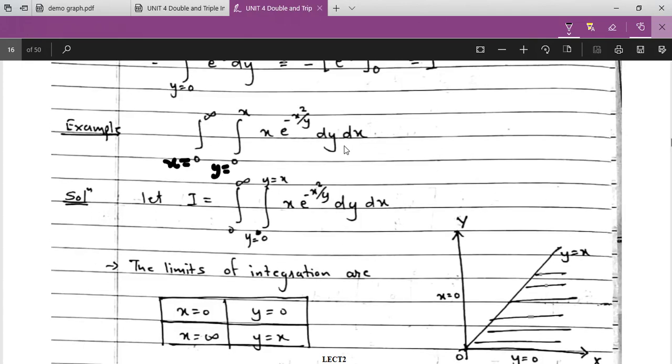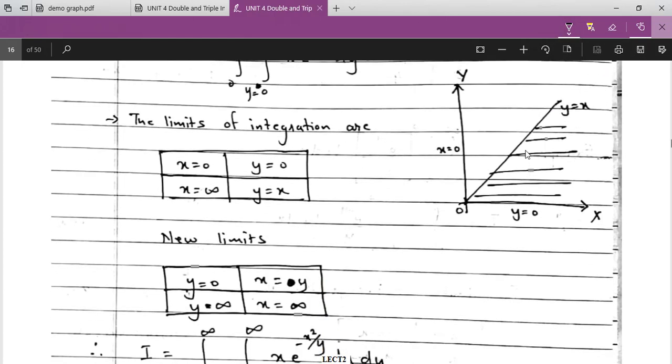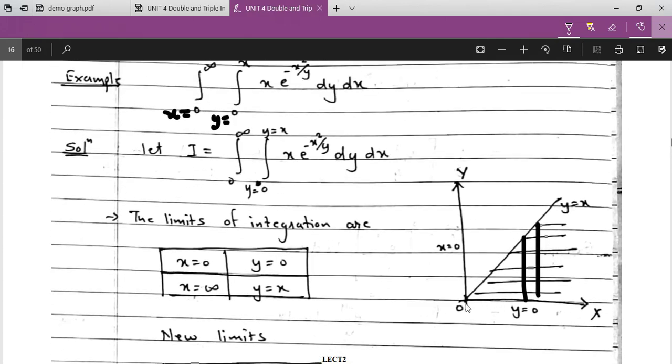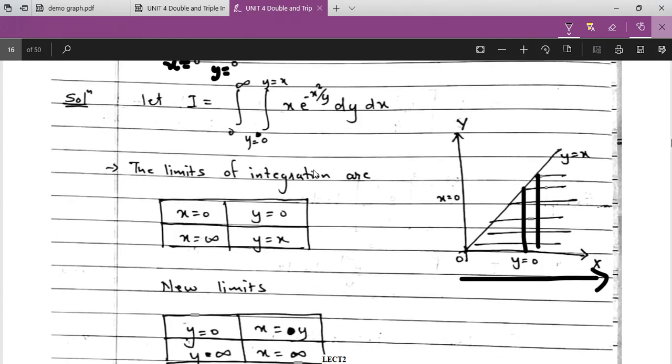And since it is dy dx, first thing is I need to draw a vertical strip first, and x is ranging from 0 to infinity, right? This side. Now I need to change this order. So my given limits of integration, first write this limit of integration with respect to its rough sketch. Now since it was dy dx, you have taken initially a vertical strip. Now I will convert it into a horizontal strip, right?